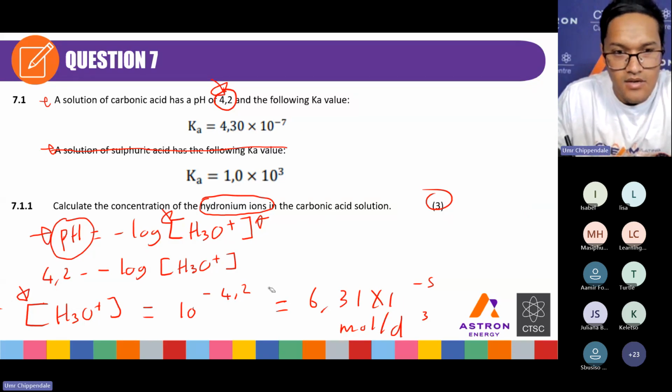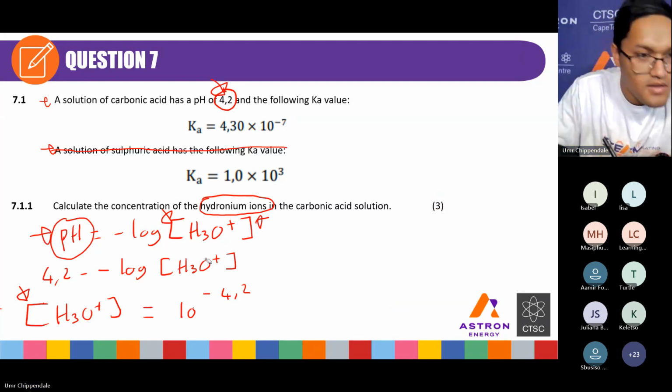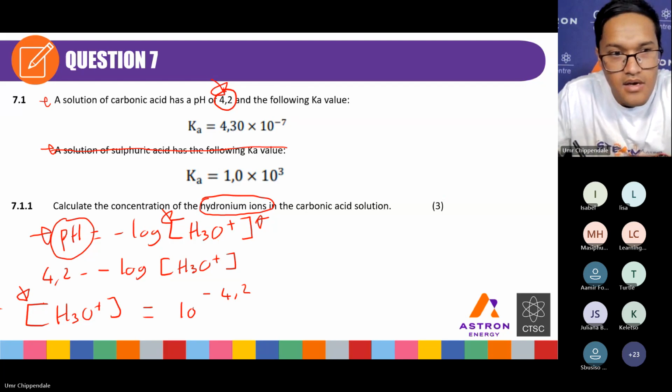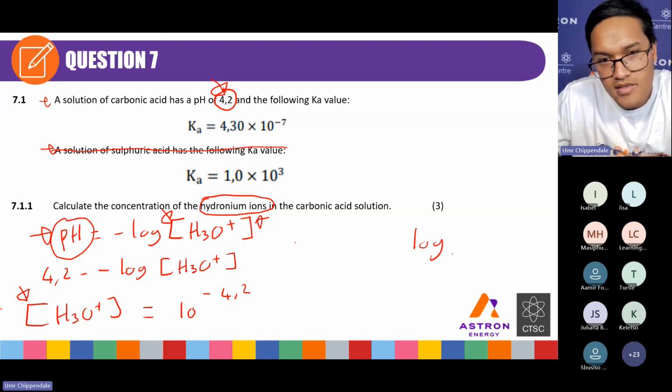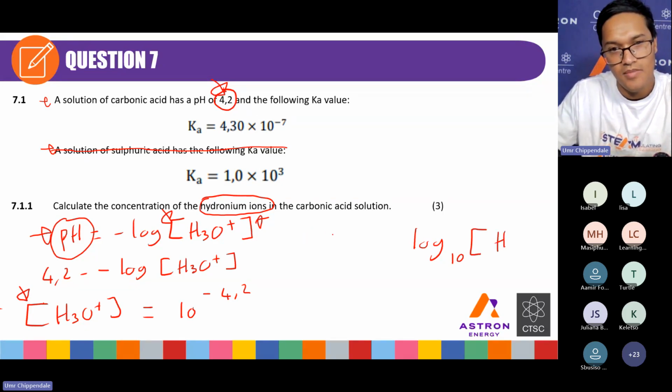I think I might know where you guys got confused. Maybe it's where we changed over. When you have a log, it's always to the base 10. They don't normally write that, but it's usually to the base 10. And then you have your concentration that's on top over here.